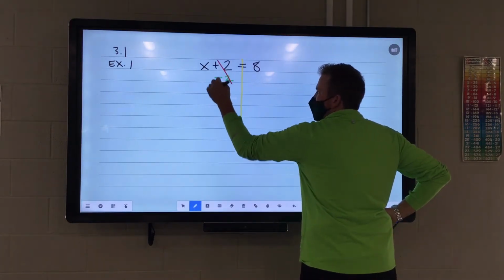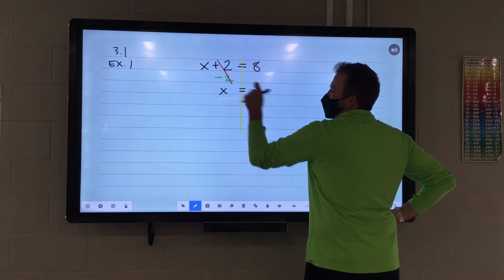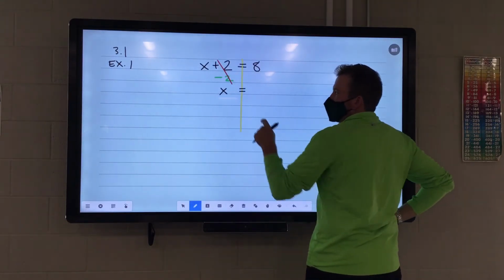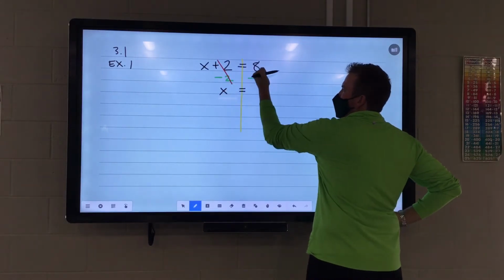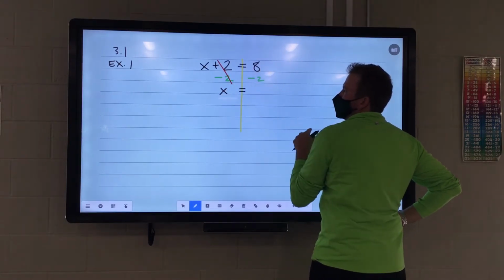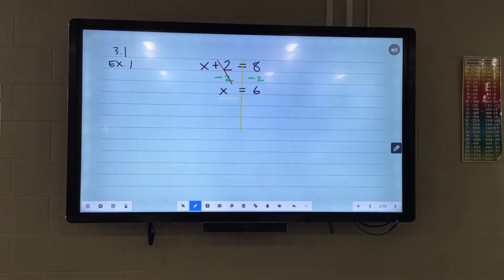So if I subtract 2 from the left side, what that does is that cancels out that 2, leaving just the x behind. That'll be equal to, now here's the thing, we need to follow that golden rule of solving equations. So if I subtract 2 from the left side, I need to subtract 2 from the right side as well. 8 minus 2 is 6. That gives me my final answer.